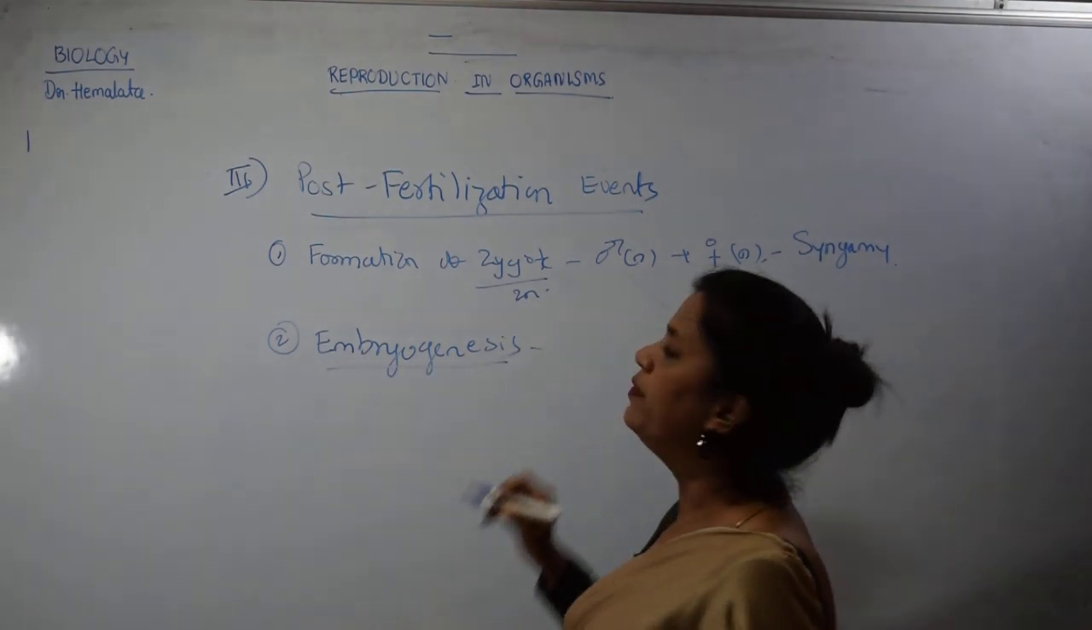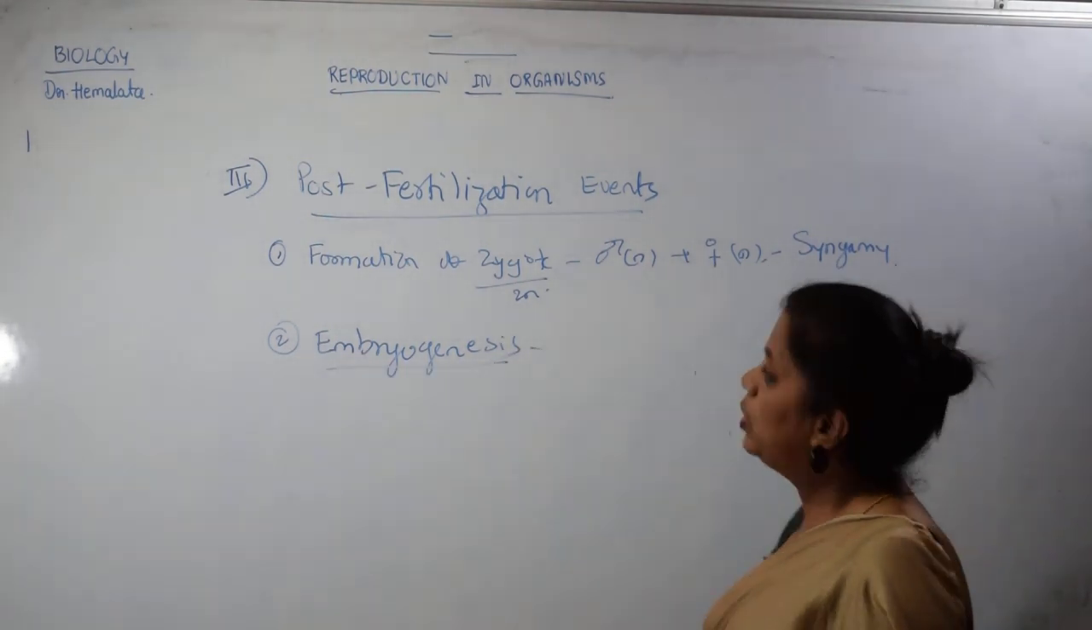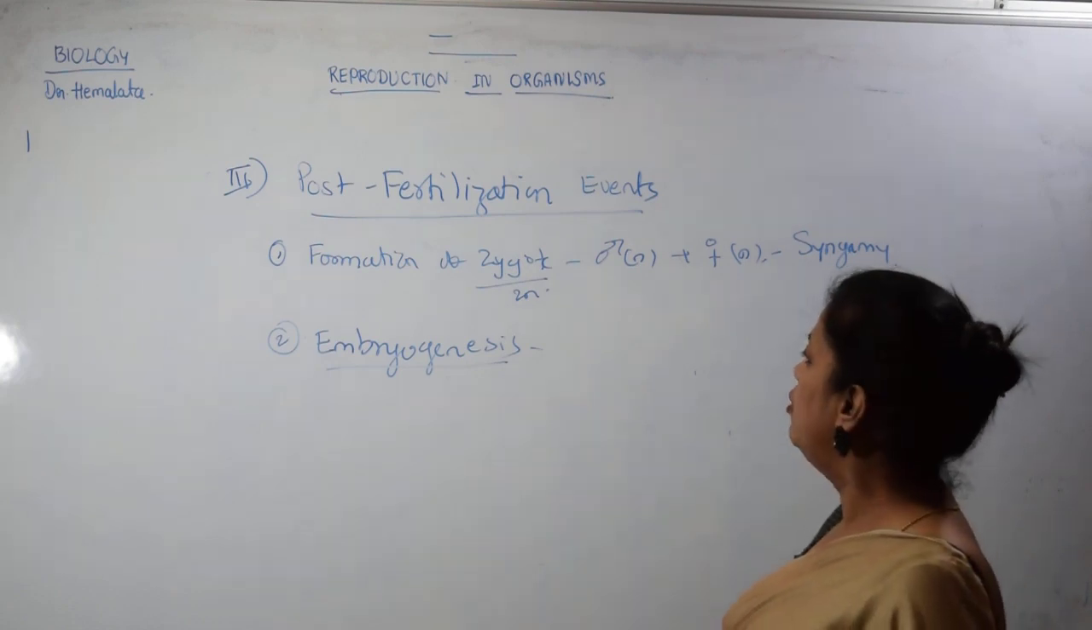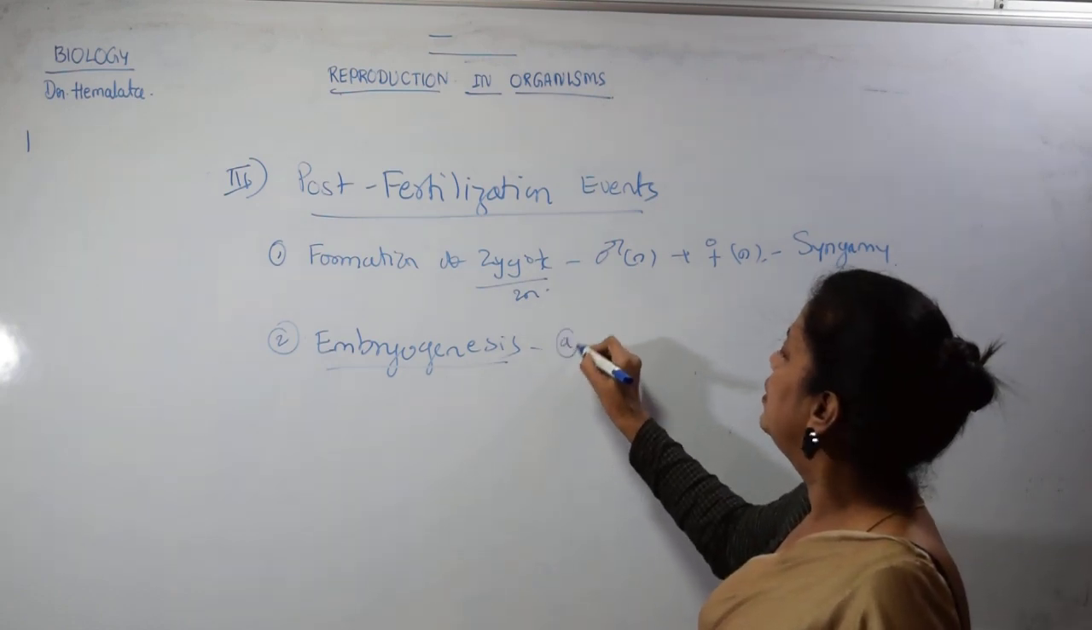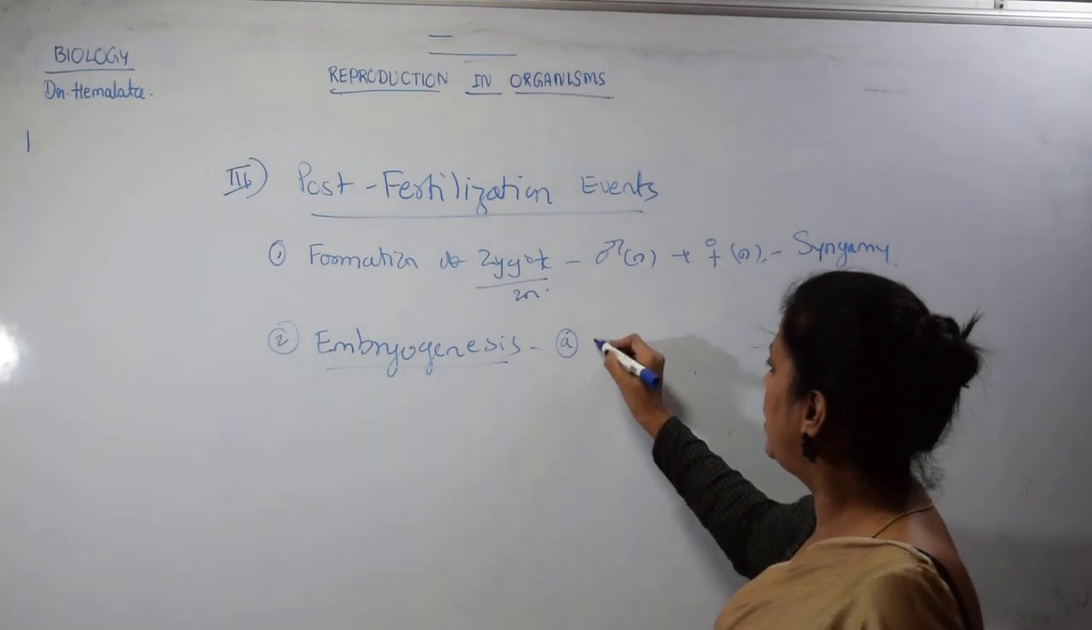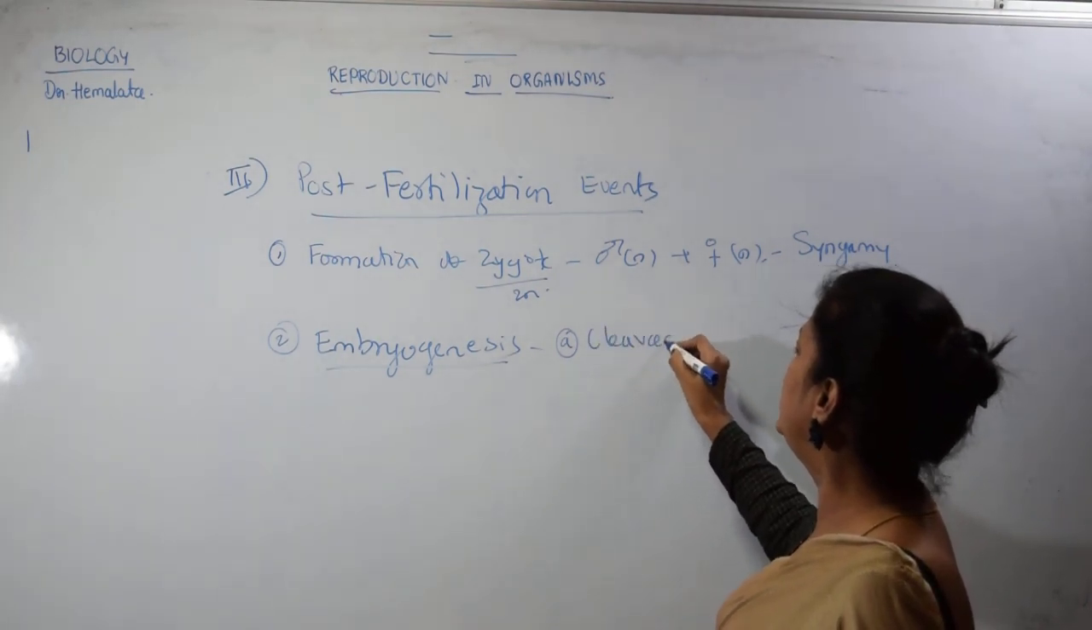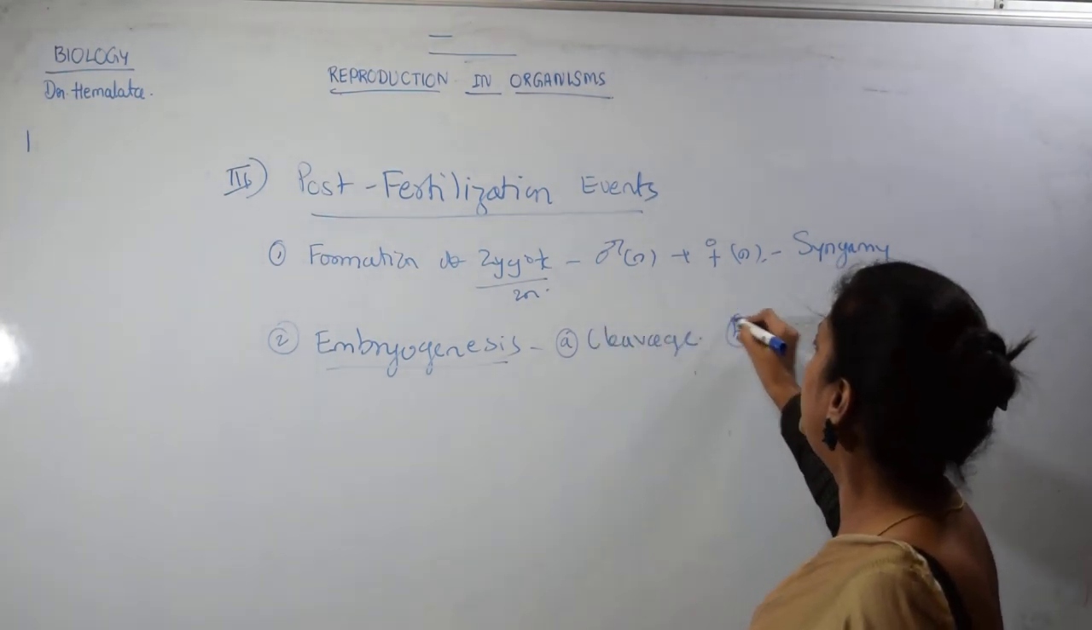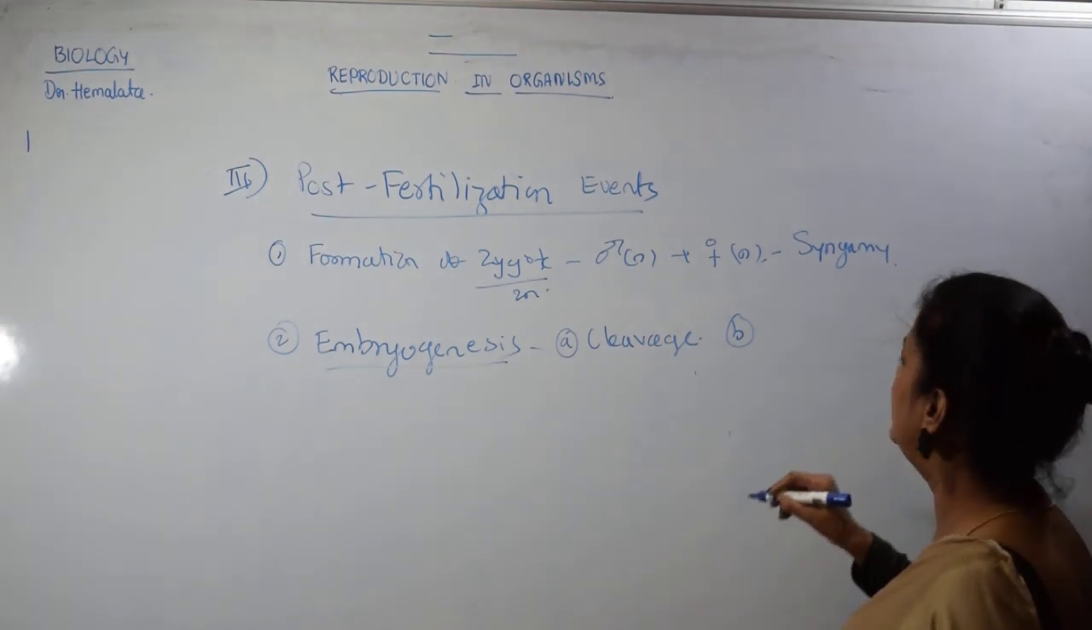There is a development of the embryo, right? What all will happen during embryo development? First thing you already know, there will be repeated mitotic divisions happening, cleavage will happen. This is simple mitotic division. Then morphogenetic movements take place.